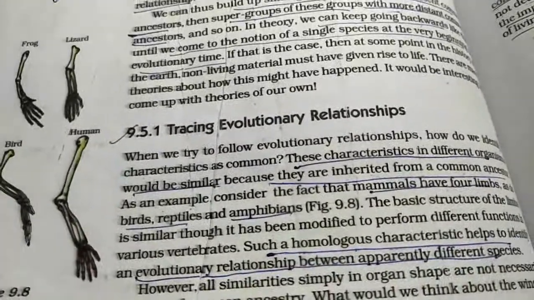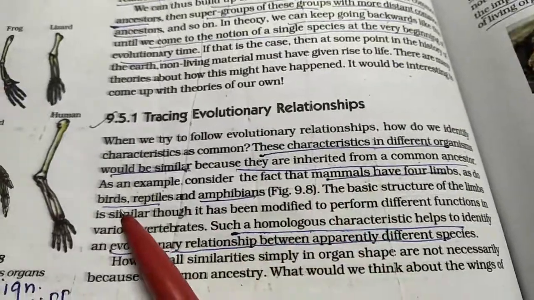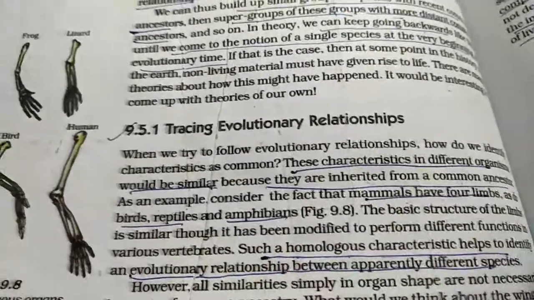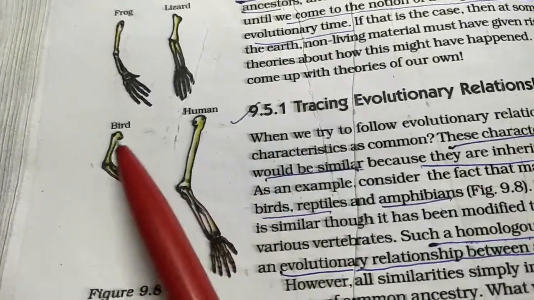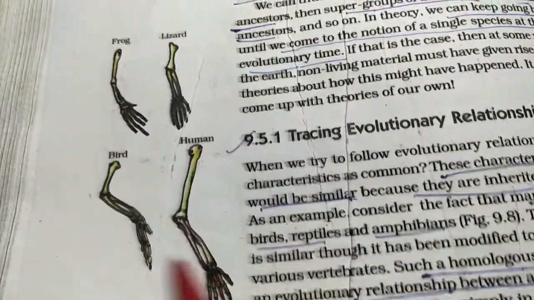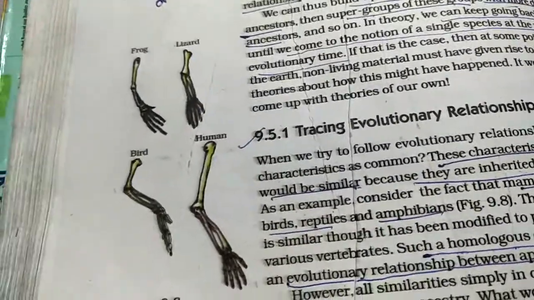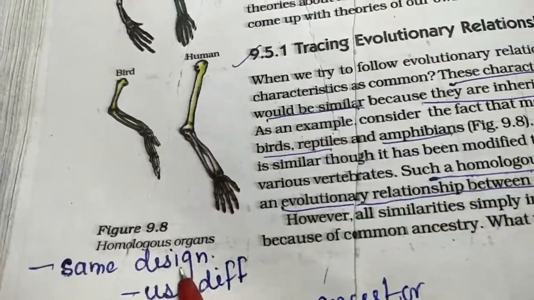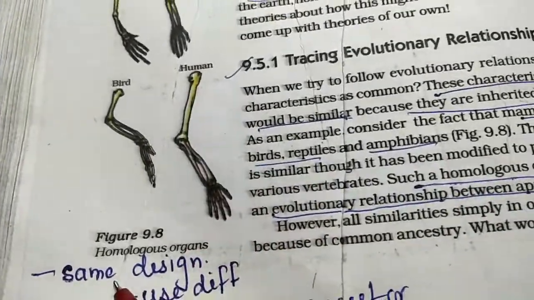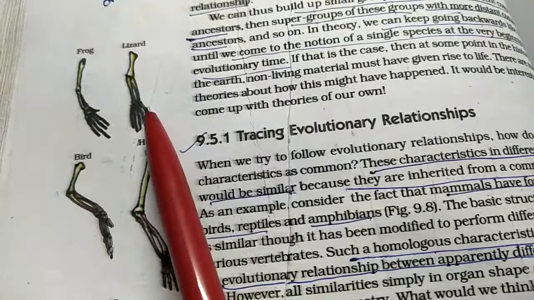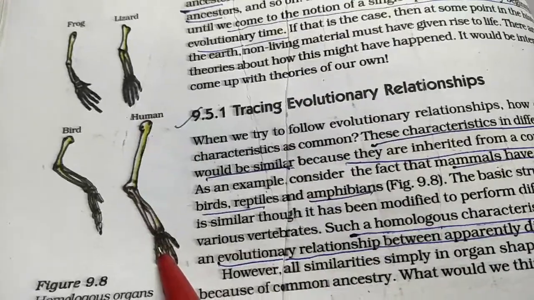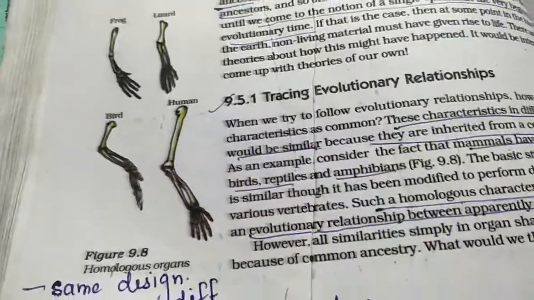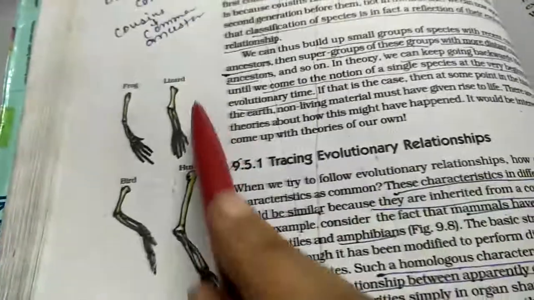For example, in mammals, birds, reptiles, amphibians, they have four limbs. Here, this is a limb of a frog, this is a limb of a lizard, this is a limb of a bird, and this is a limb of a human. If you observe this properly, the structure, that is the design, is the same, but their uses are different. This is used for climbing the wall, this is used for jumping. We have different uses of our limbs: running, walking, eating, all such things, even birds. So the uses are different, but the design is the same.